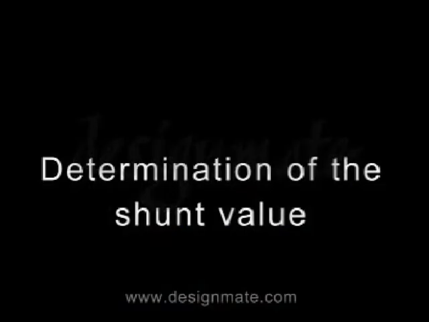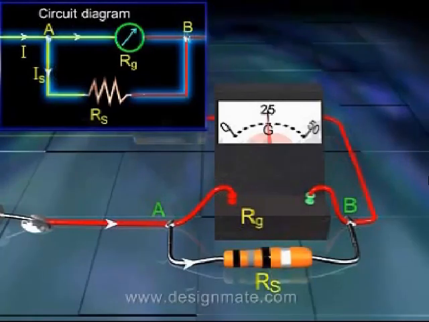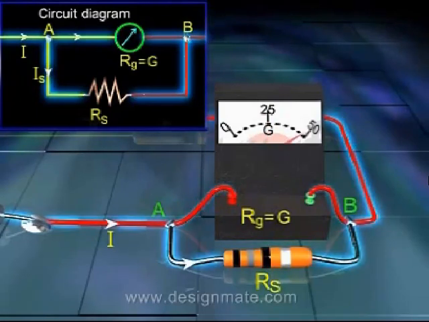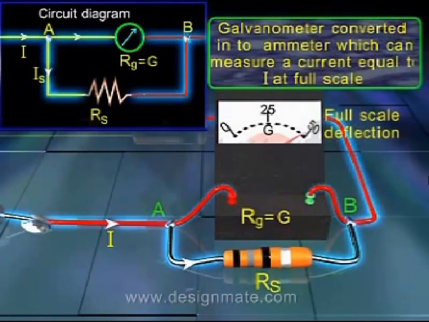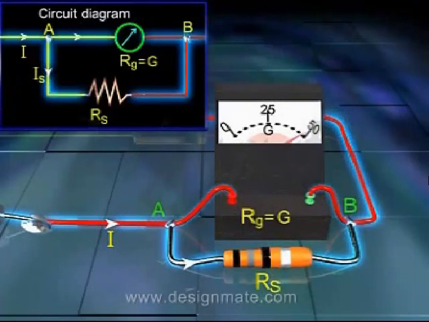Determination of the shunt value. Suppose that a galvanometer having its internal resistance G and having a full-scale deflection for a current equal to Ig is to be converted into an ammeter which can measure a current equal to I at full scale. Let the required value of the shunt resistance be S.